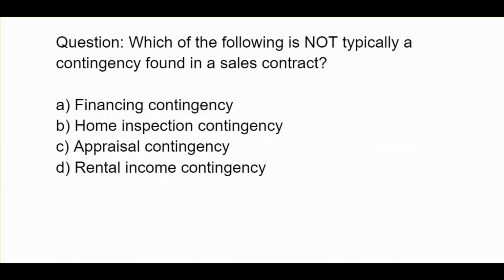Which of the following is not typically a contingency found in a sales contract? A, financing contingency. B, home inspection contingency. C, appraisal contingency. D, rental income contingency.